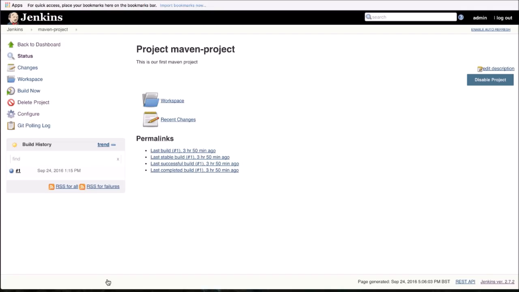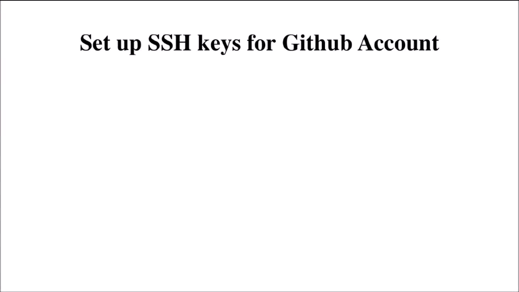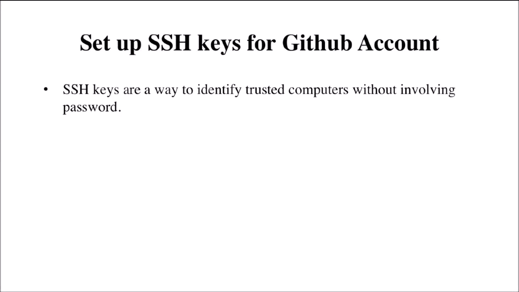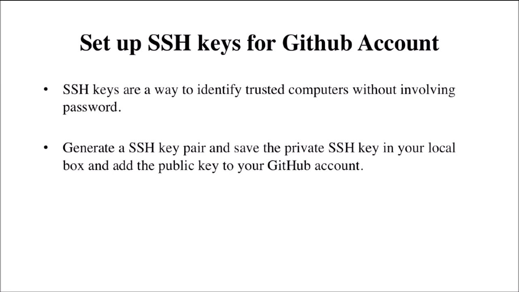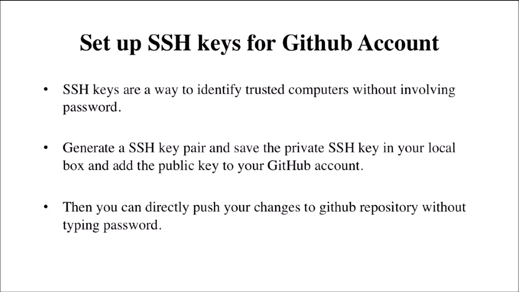Before we push changes to the GitHub repo, one last thing you need to do is to set up the SSH key for your GitHub account so that we can push changes from your local box to the central GitHub repository more easily. SSH keys are a way to identify trusted computers without involving passwords. You can generate a SSH key pair and save the private SSH key in your local box and add the public key to your GitHub account. Then you can directly push your changes to GitHub repository without typing password.